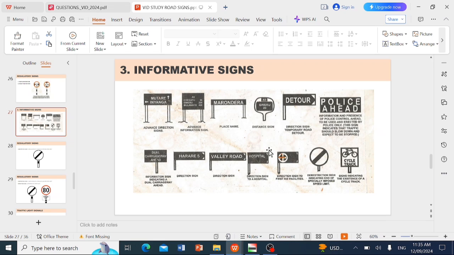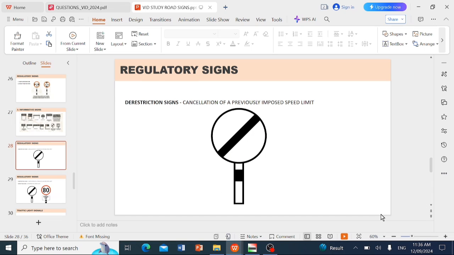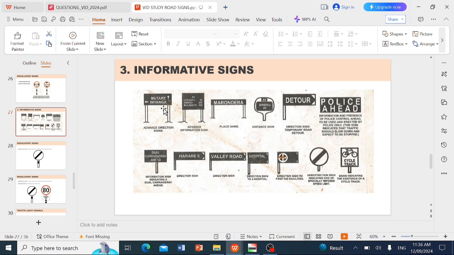However, we also have this sign that is a circular shape. This one is what we call an odd one out sign in the informative class, in that it does not have the shape that corresponds to an informative class. This one is a circular shape instead of a rectangular shape, and we're going to discuss more about that in the next slide. This is the sign that we call a de-restriction sign. So let's read about that.